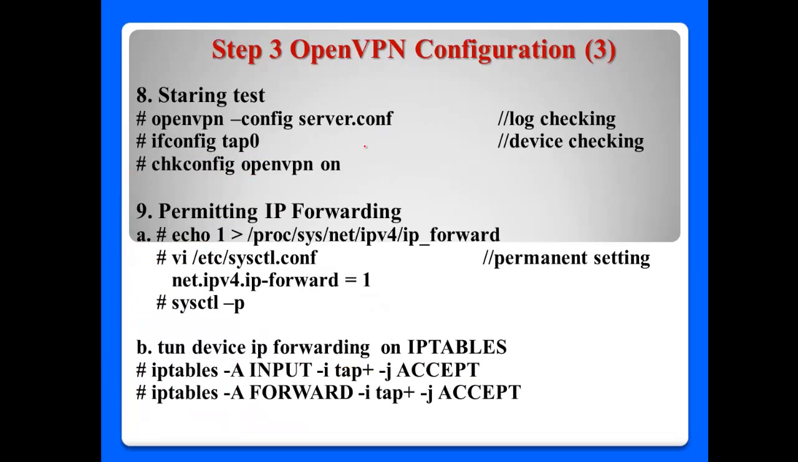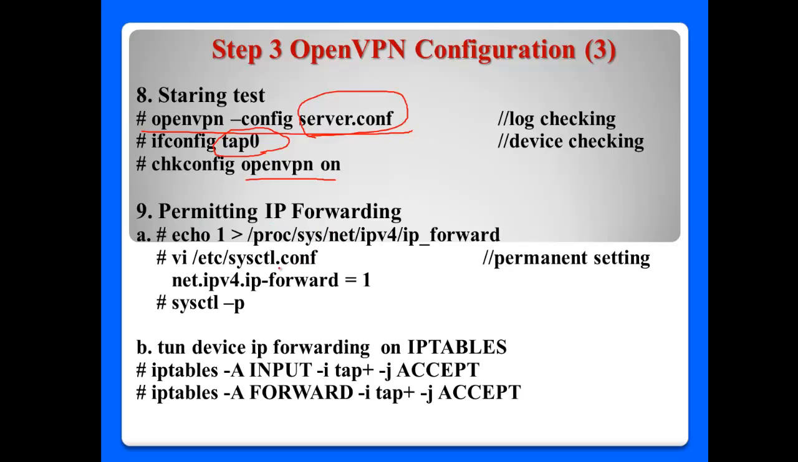Okay, and after that, we can start the testing like this: openvpn --config and the server configuration file. And after that, we need to check the device file to see the exact IP address for this virtual device. And chkconfig, if we want to register this one to each run level, then we can use this command. And number 9, permitting IP forwarding.